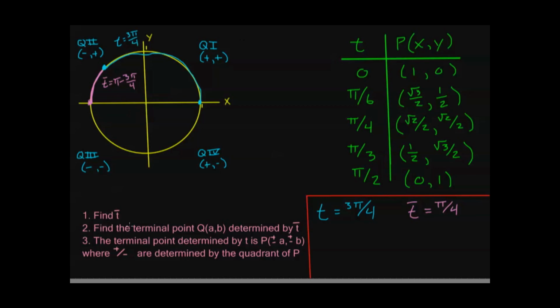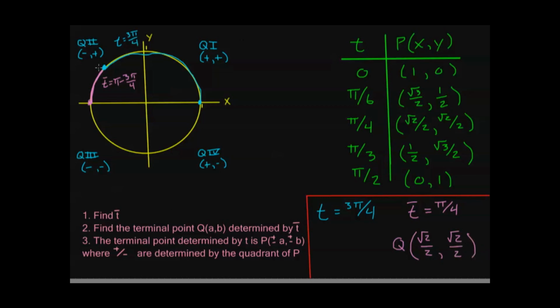Step 2, I want to find the terminal point q determined by t bar. So I'm going to use my table just above. Q, based on t bar being pi over 4, means that q, just looking at this table here, is going to be the square root of 2 over 2, square root of 2 over 2.